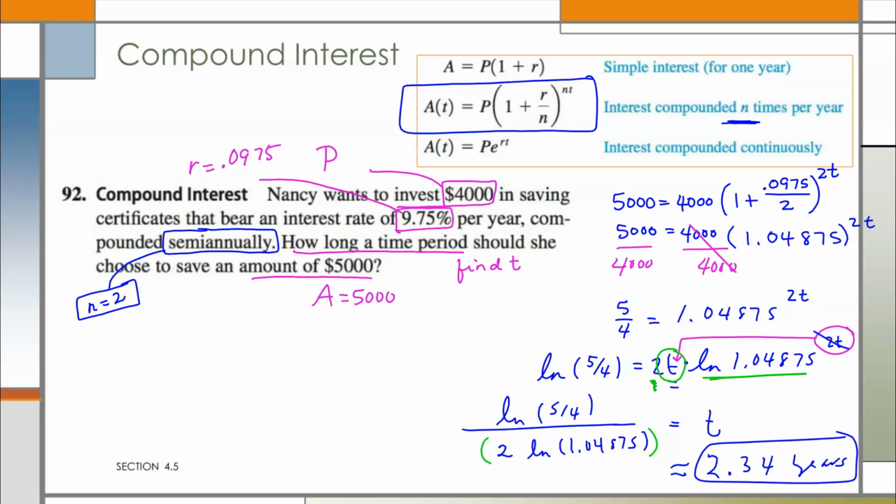Okay, that's the end of part 7 and the end of section 4.5.